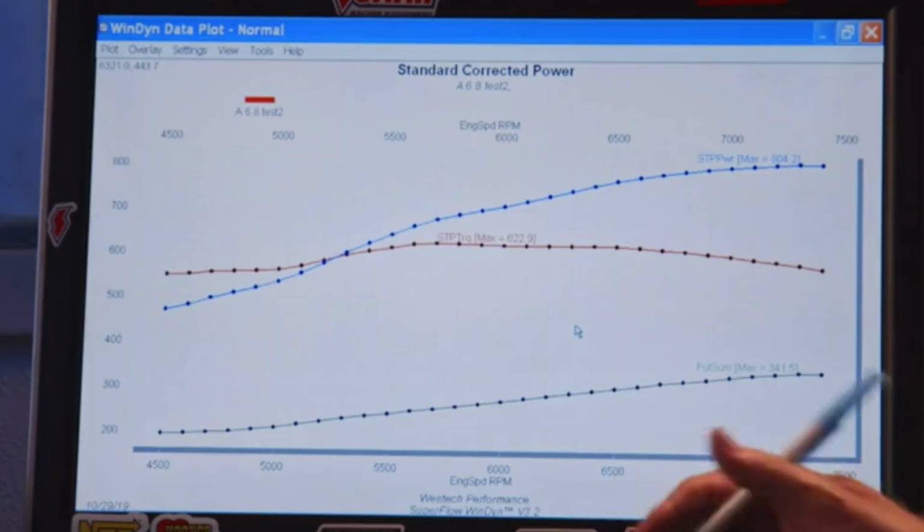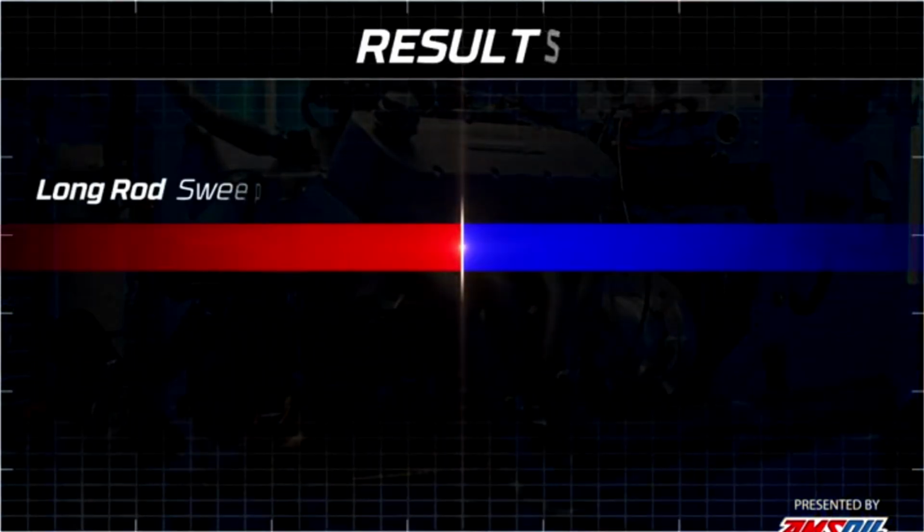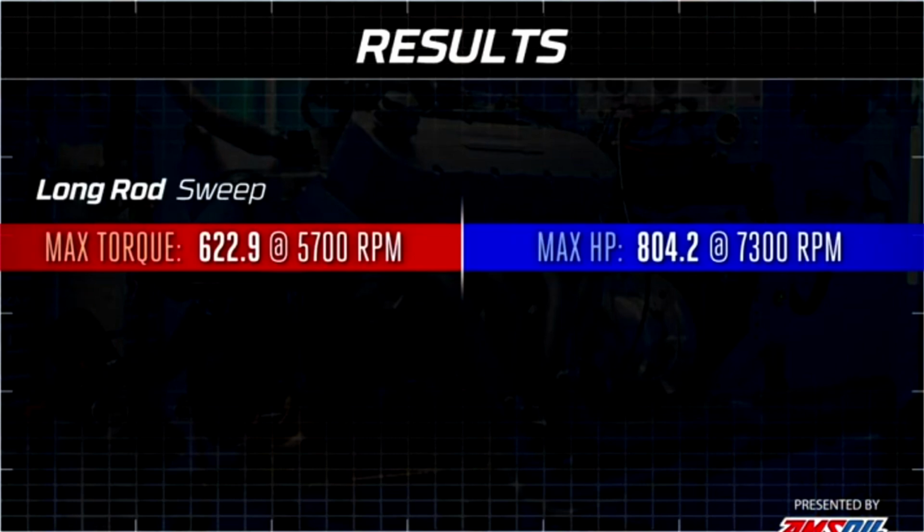So there's that baseline pull all tuned up. We've got 804.2 horsepower at 7,300 RPM and 622.9 pound-feet of torque at 5,700. Not bad for what it is. That's a nice motor. You know what? We need to pick up more data.